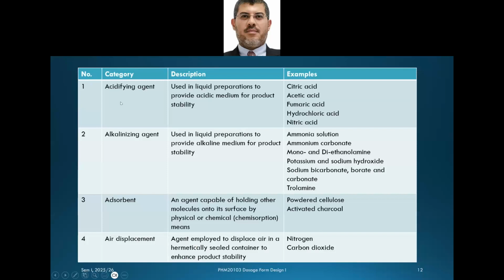So number one, we have some excipients used as acidifying agents, and these are used in liquid preparations to provide acidic medium for the drug product. I can also use alkalinizing agents to give alkaline pH to the drug product. So why do I need to add acid to make the pH of the product acidic or alkaline? We need, for example, to use a pH where the drug is soluble or the drug is stable. Usually, I need to consider two things for choosing the appropriate pH of the material, or even three things.